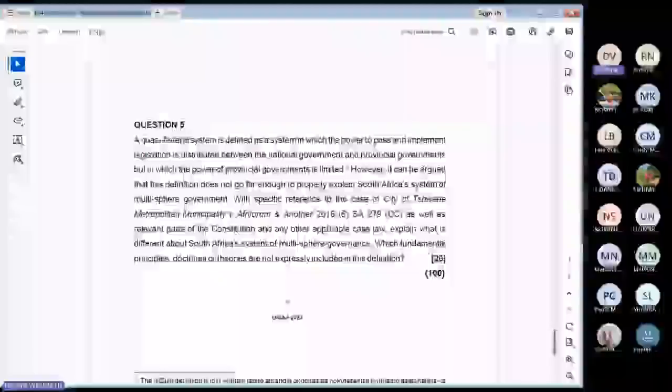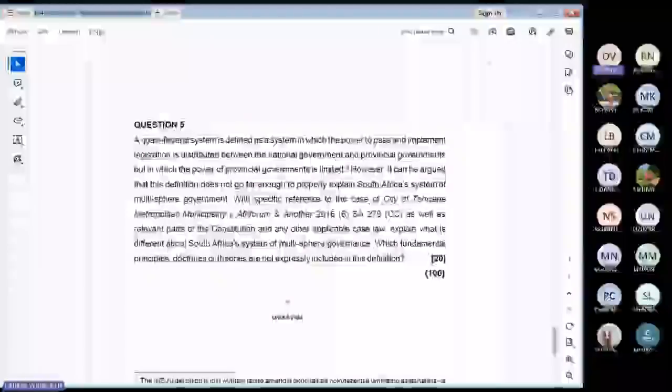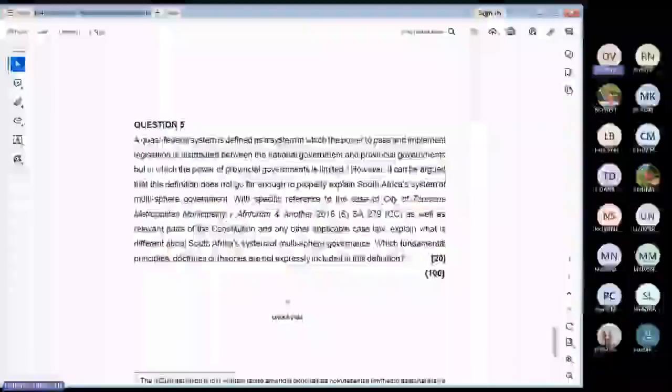It says that a quasi-federal system is defined as a system in which the power to pass and implement legislation is distributed between the national government and provincial governments, but in which the power of provincial governments is limited. However, it can be argued that this definition does not go far enough to properly explain South Africa's system of multi-sphere government. With specific reference to the case of City of Tshwane Metropolitan Municipality v AfriForum and another, as well as relevant parts of the Constitution and any other applicable case law, explain what is different about South Africa's system of multi-sphere governance. Which fundamental principles, doctrines, or theories are not expressly included in this definition?